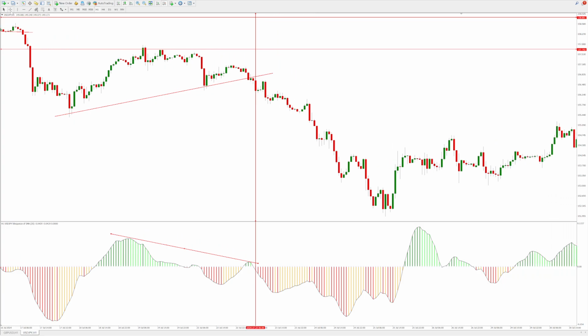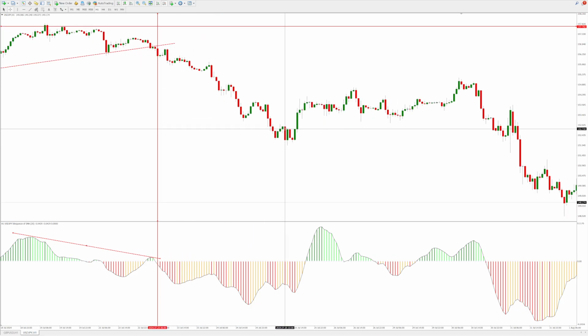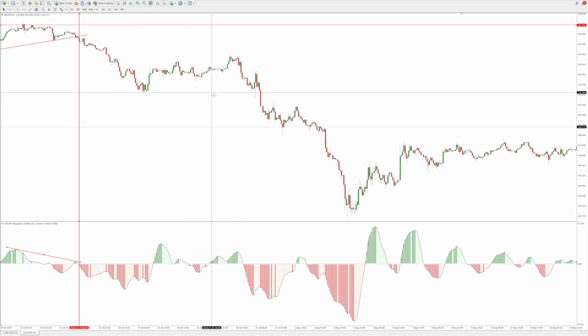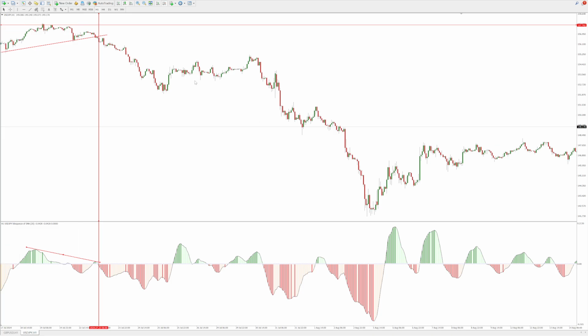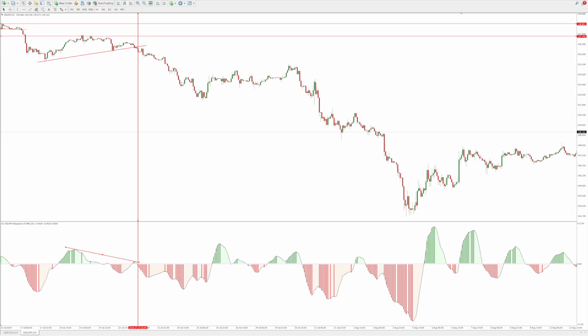Relatively tight stop loss for the 1 hour chart time frame, and plenty of gas in the tank on this move. I mean, that would have been a great entry. Over 1,000 pips there.